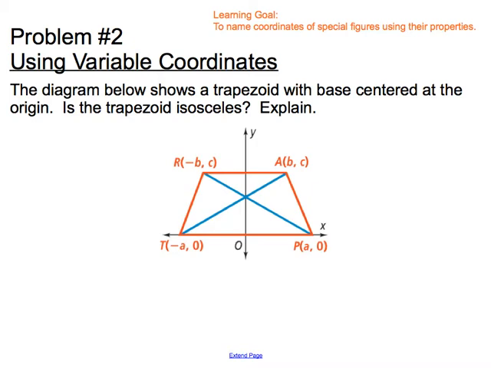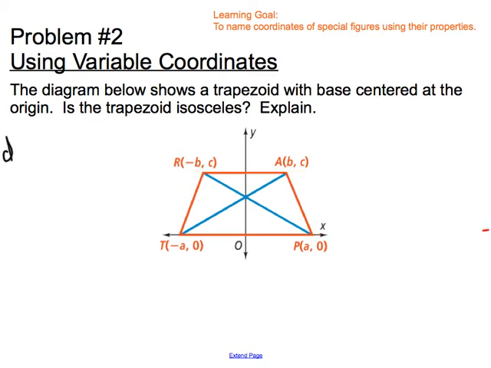So given variable coordinates, we might be asked to prove something. So in this case, the diagram shows a trapezoid with a base centered at the origin. And the question is this trapezoid isosceles? And we're asked to explain. So we need to know what it means for a trapezoid to be isosceles. And if we think back, we have to show that the length from R to T is the same as the length from A to P. So in order to do that, we're going to need distance formula.